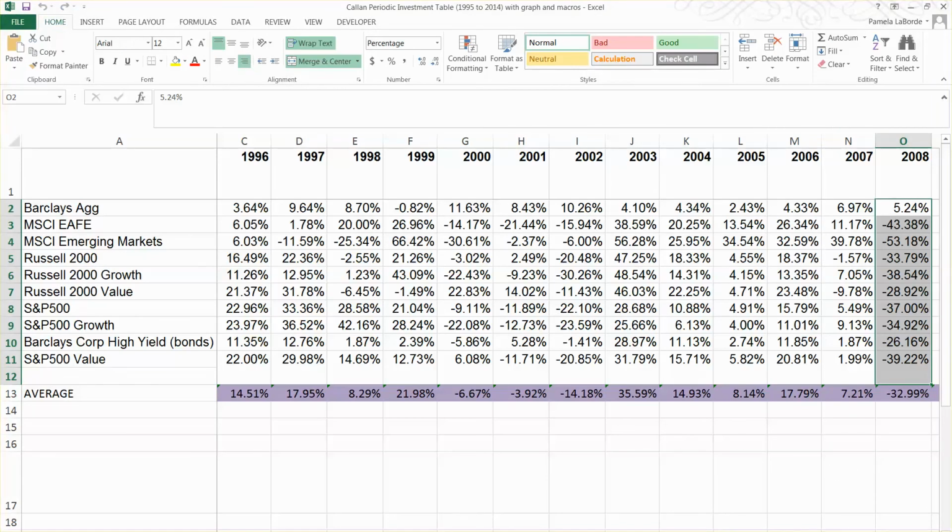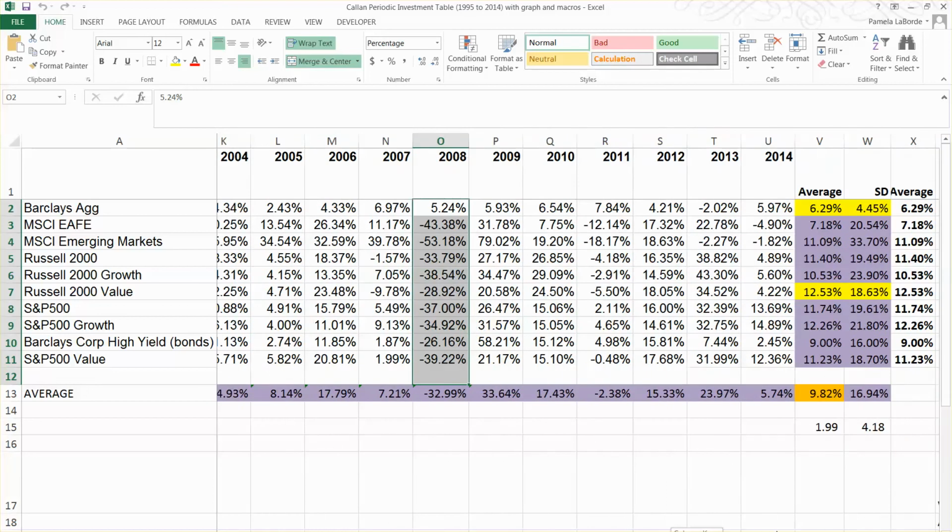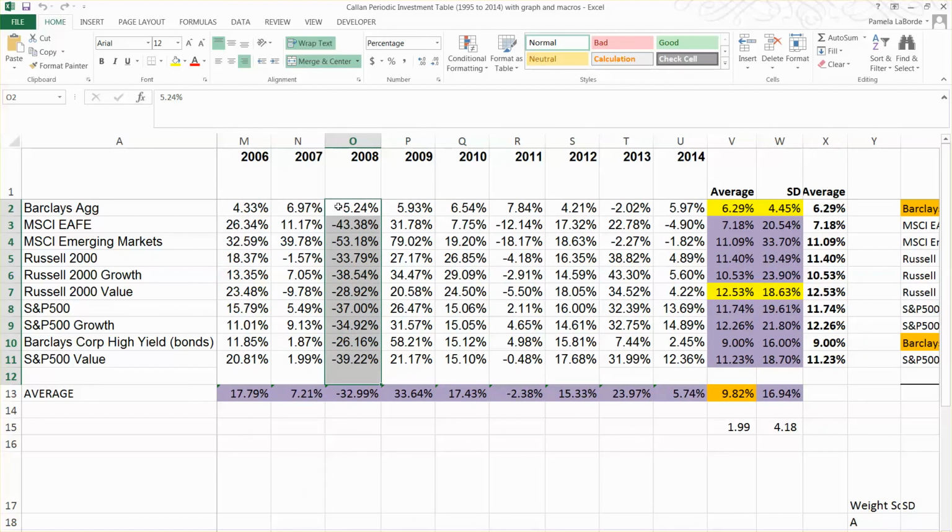I have this Callan periodic table of investments, those returns that we were looking at in the previous videos. And you can see 2008 was just a horrible year for all of these indexes except those bonds. So foreign markets did bad, small caps did bad, but they didn't actually do as badly as large caps did. But generally speaking, the entire market was down. And tons of people just sold their stocks and shifted that cash into money market mutual funds, which earn very low returns, or even just put it in their savings account.